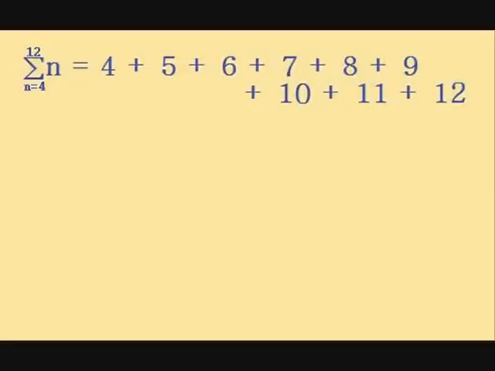Here's a typical example of what I mean. It looks complicated, but really, all it means is the sum of all integers n, where n ranges from 4 to 12. That is, 4 plus 5 plus 6 plus 7 plus 8 plus 9 plus 10 plus 11 plus 12. This is quite a mouthful, so you can see what I mean by it saving quite a lot of space, or ink or paper or whatever you want in whatever format you're presenting this.